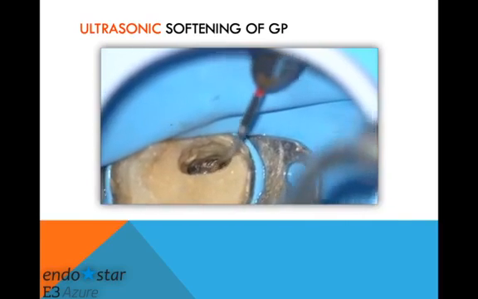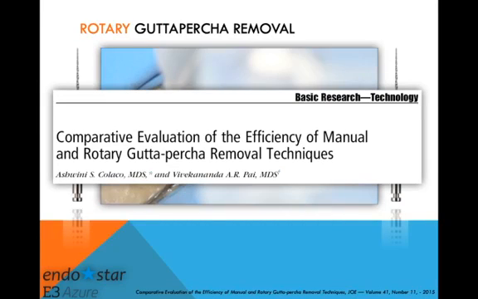Now, once the gutta-percha has been removed, and suppose you come across that the gutta-percha has not been completely removed, then we go one step ahead and remove the remaining gutta-percha with rotary retreatment files. Literature has also shown us that when comparing the efficacy of gutta-percha removal with manual files versus rotary files, rotary files rank far better than manual files. So gone are the days where I use a K file or an H file to remove gutta-percha sticking to the walls.